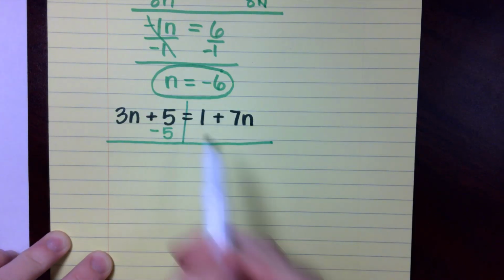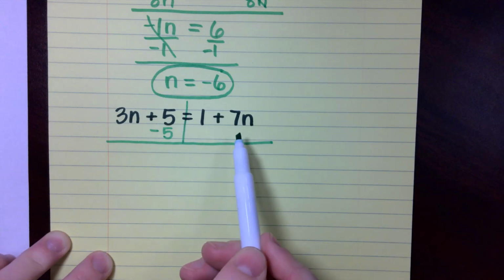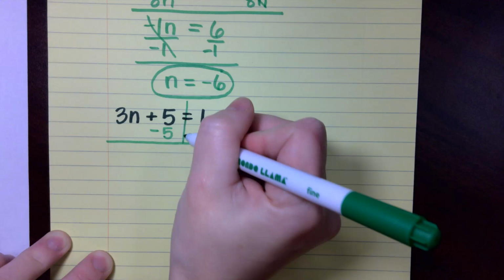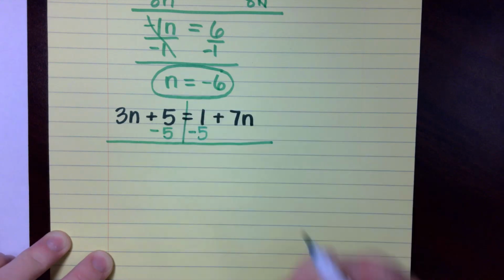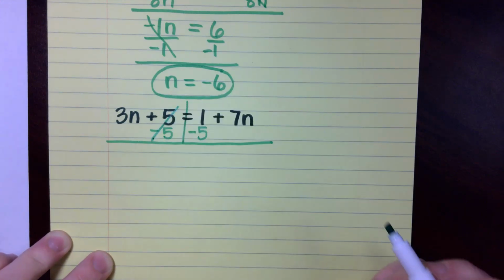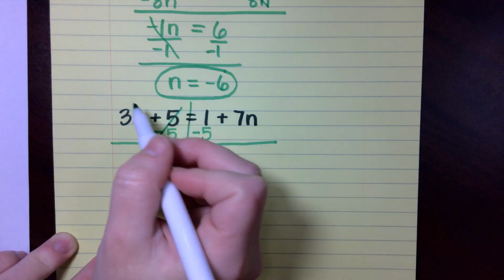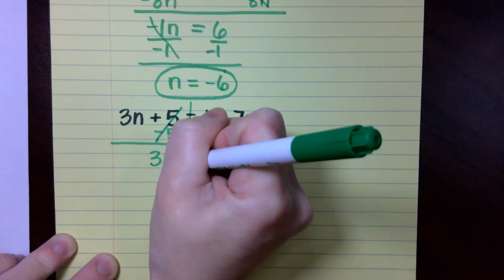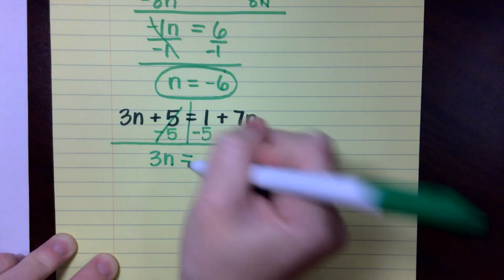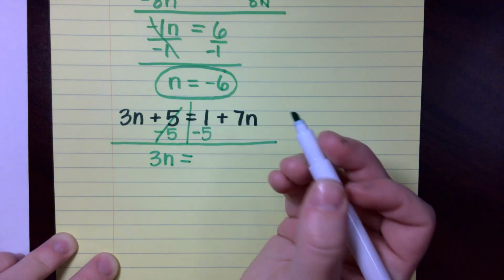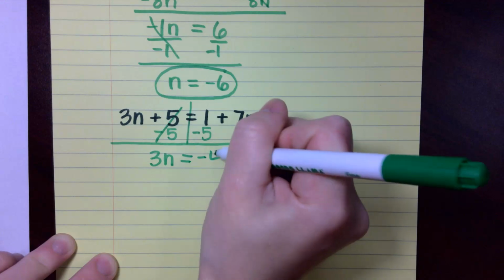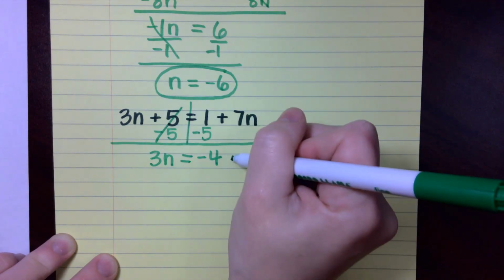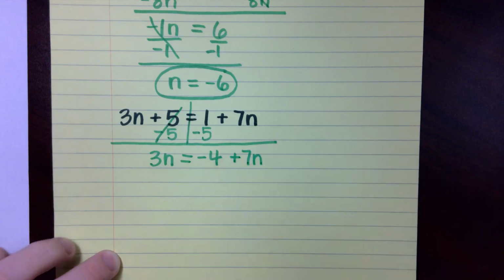Under the 1. Why am I not going to do it under 7n? Because they're not like terms. Yes, they are not like terms. We can't do it. It just won't work. So our 5s are going to cancel. On this side of my equation, I'm left with 3n. Then my equal sign. What's 1 minus 5? Negative 4. And what else do I need to bring down? Plus 7n.